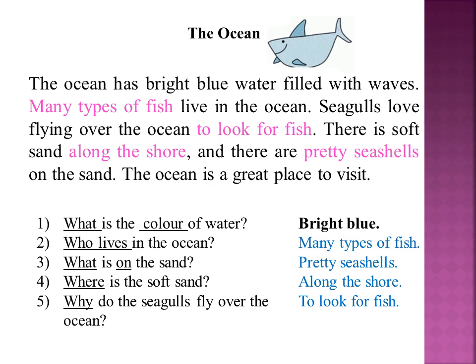Shall we correct your answers? Take your red pens now. As the answer for question number 1 is given, let's move to number 2. Who lives in the ocean? Yes, the answer is many types of fish. Number 3. What is on the sand? Correct. Pretty seashells. Next one. Where is the soft sand? Good. It's along the shore. Last question. Why do the seagulls fly over the ocean? Yes, the answer should be to look for fish.